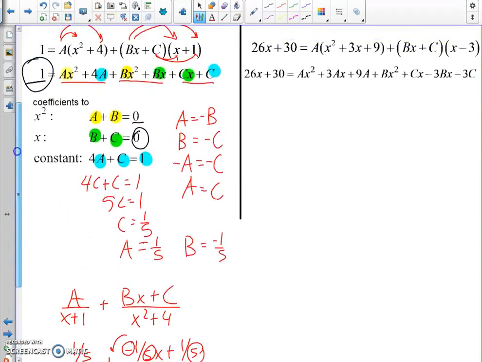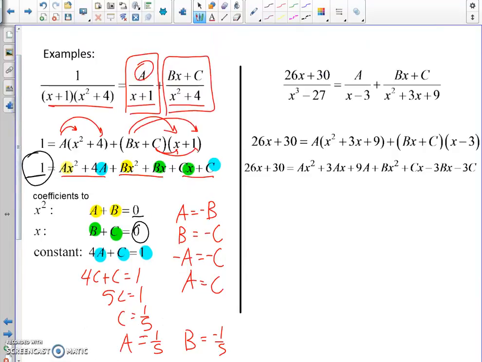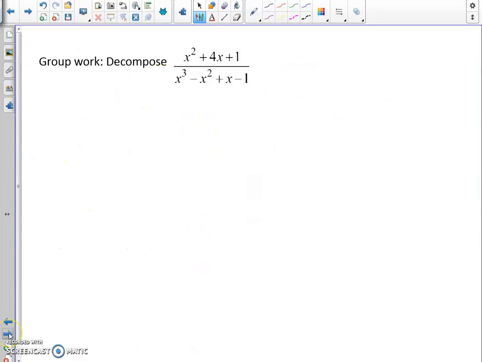I'm going to start you out with the second problem, at least I had started it out for you, and I'd like you now to take a moment to write out the system of equations that you will need to solve this one, or to write the partial fraction decomposition for this rational expression. Okay, so some success with that. We're ready to move on to some group work.